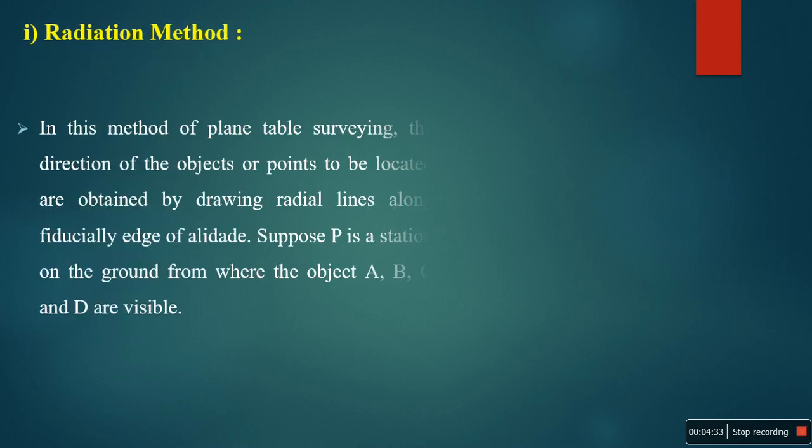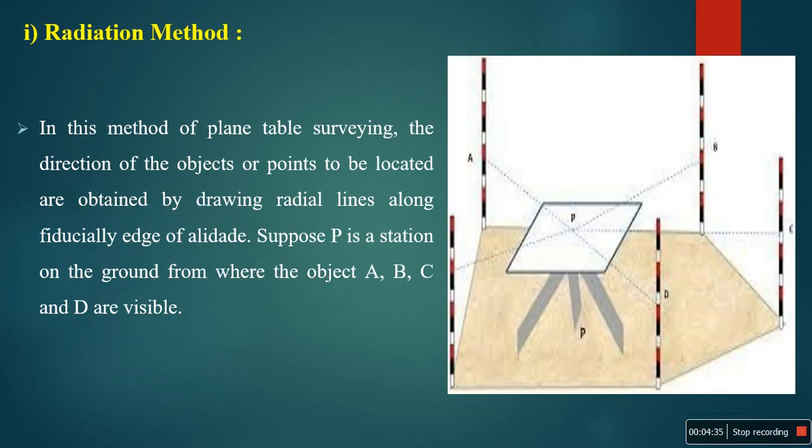Radiation method. This is the image of the radiation method. Here the plane table is set up at the exact center with respect to the objects, and we select the objects surrounding our plane table instrument. So you can easily observe all the surrounding objects from the one station. In this method of plane table surveying, the directions of the objects or points to be located are obtained by drawing radial lines along the fiducial edge of the alidade.